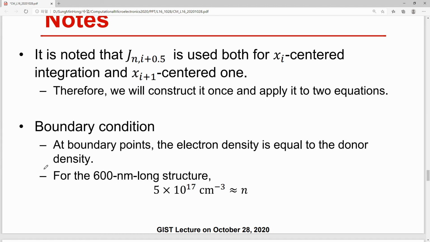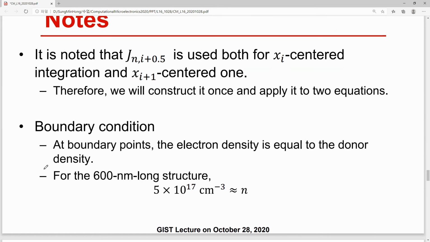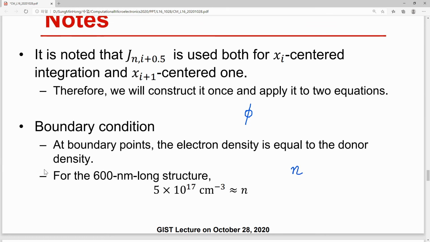Here we have notes, so you can just read them, and boundary conditions. Previously we solved the Poisson equation, therefore we needed the boundary values for electrostatic potential. Now we are solving the electron continuity equation. In this case, we have to have the boundary values for electron density. However, for electron density, it is even simpler.